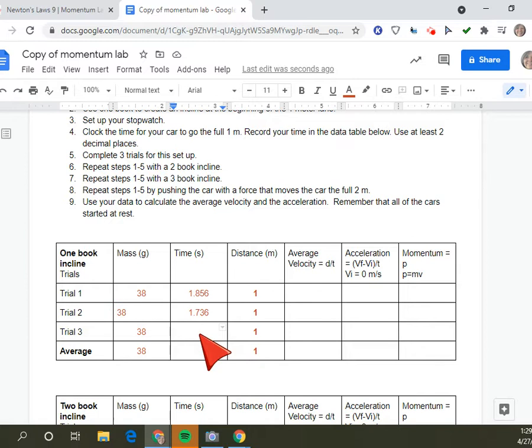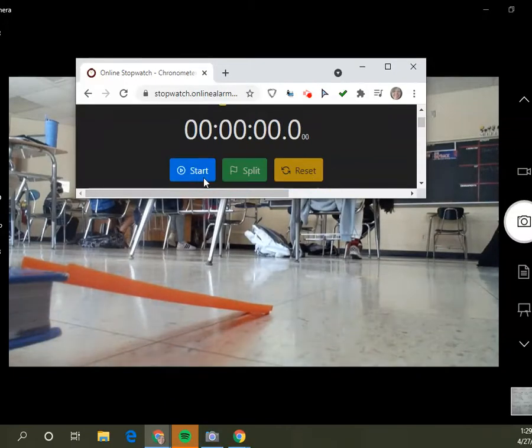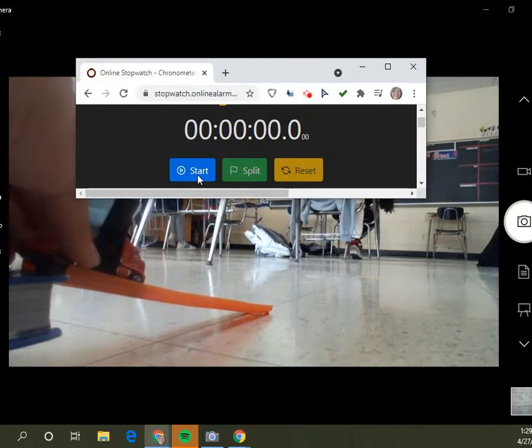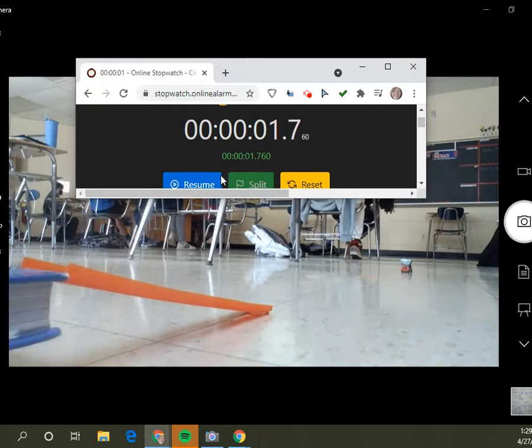All right, let's try our 3rd trial, and then we'll figure the average. Okay, so we need to reset it. 1, 2, 3, go. And we got 1.760 seconds.